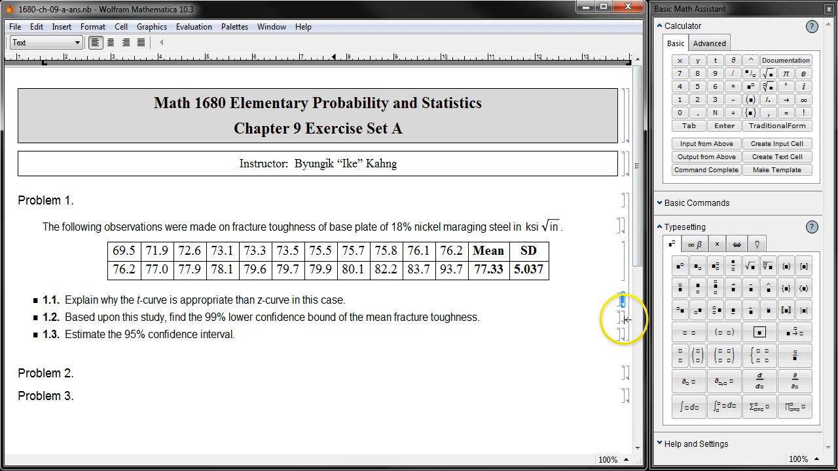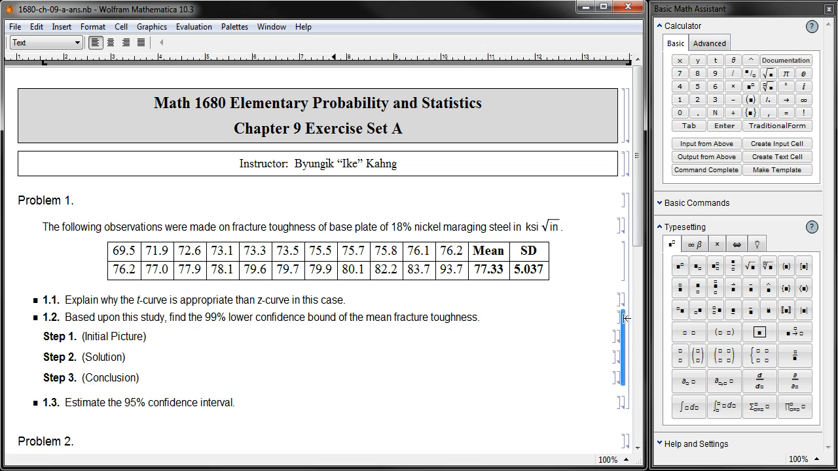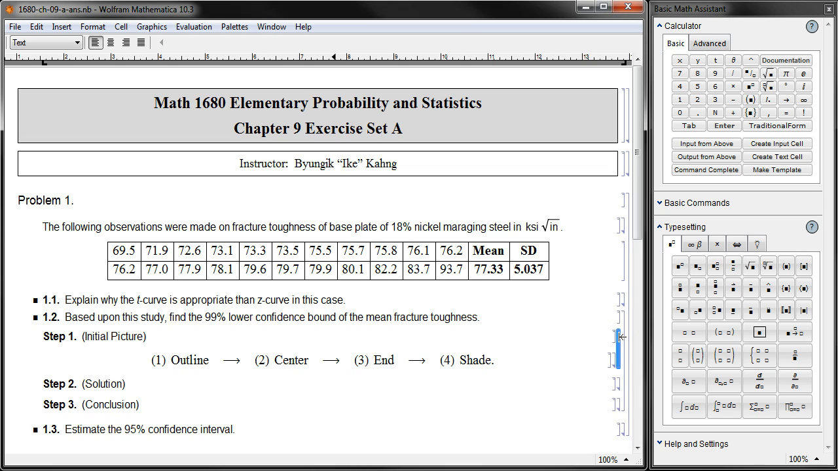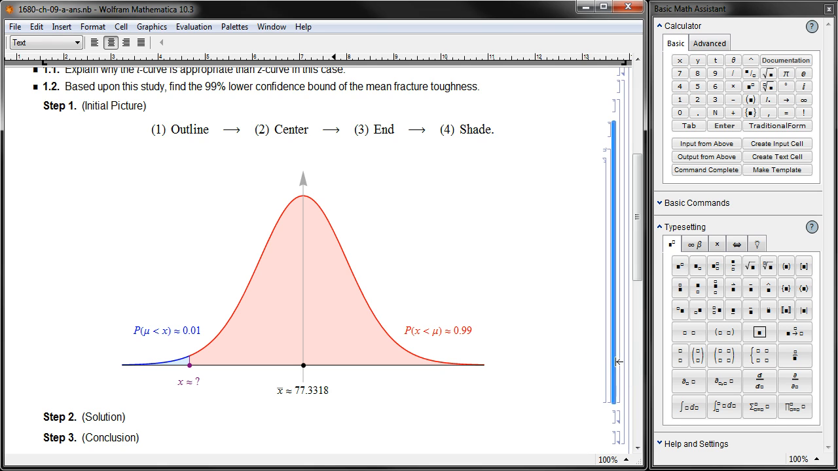So let's use student's T-curve in these 2 problems, and the first problem is about confidence bound, 99% lower confidence bound. How do we begin? We begin with a picture. Here is the typical process: outline, center, end, and then shade. Here we go. Outline of the student T-curve, which is almost exactly like normal curve. So if you just use hand-drawn picture, whether it is T-curve or Z-curve, you cannot tell. Alright, center is of course a mean of 77.33, and the 99% lower confidence bound, and that's the X value you're looking for. And finally, shade. I used 2 color shading, blue here and red over there, but if you use just one color, well, that's fine with me.